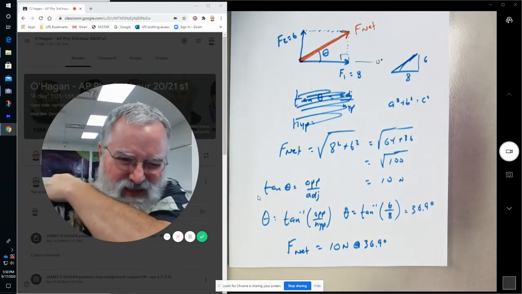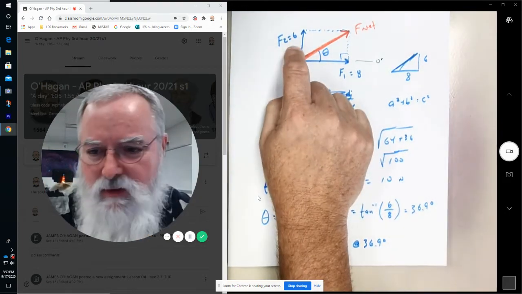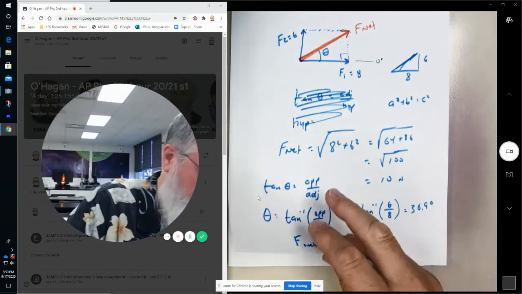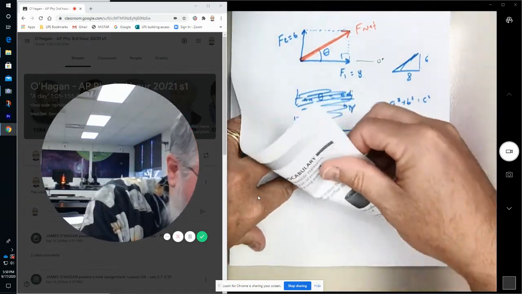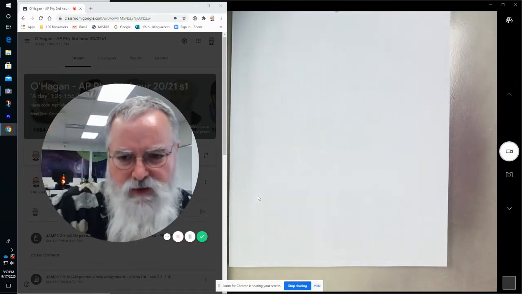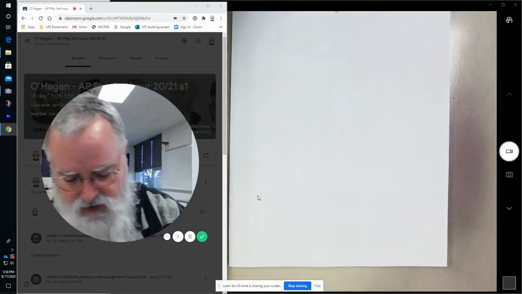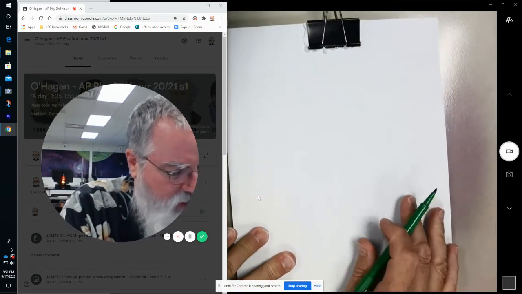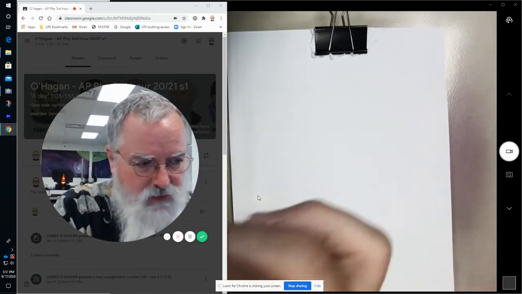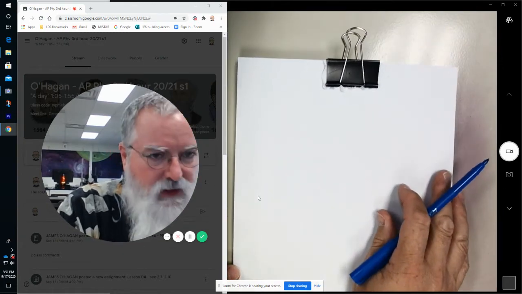But these vectors just so happen to be at right angles. How darn convenient. They're not always going to be at right angles. So here's how you do this one, if they're not at right angles. I'm going to use my green because it has the sharpest edge. No, actually, I'll start with my blue, and then I'll move to the green when I need to.